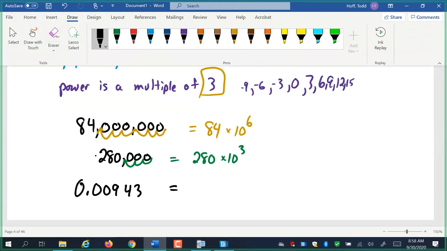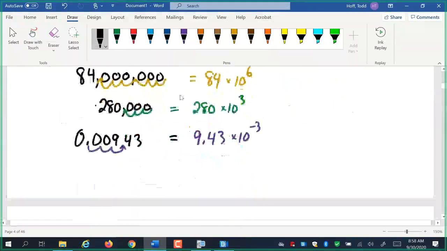Something like 0.00943. Take our decimal point, we go 1, 2, 3. Well, there's already digits. When we're going in this direction, we just go 3 spots at a time until there's at least 1 digit, non-zero, in front of the decimal point. We're going to stop there. That's 9.43 times 10 to the -3rd.